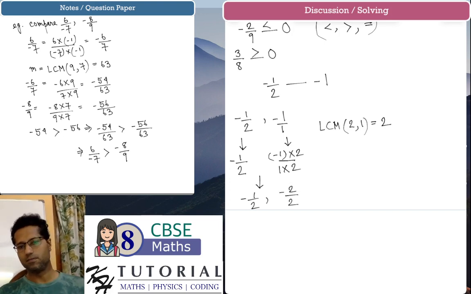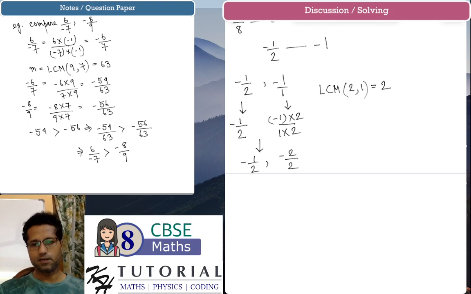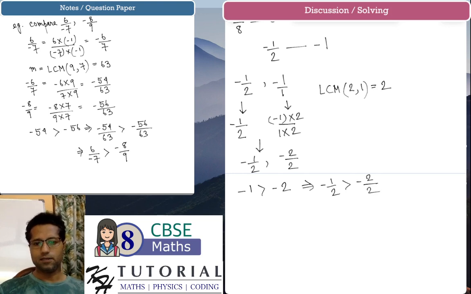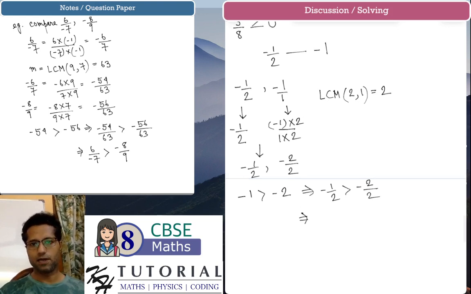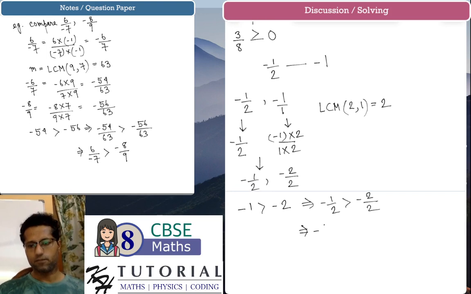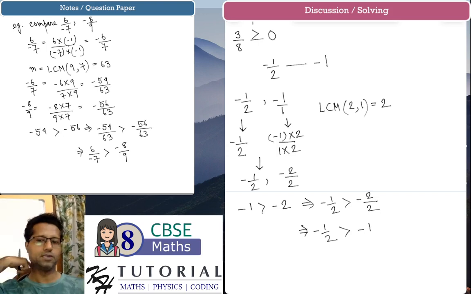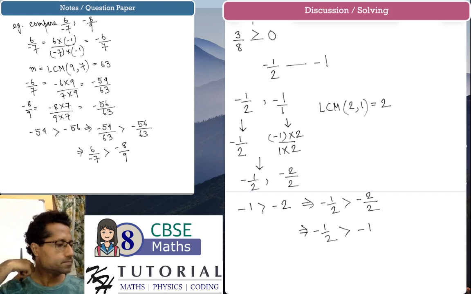Now these two rational numbers have the same denominator 2. Now I will compare the numerators. I can clearly see that minus 1 is greater than minus 2. This implies that minus 1/2 is greater than minus 2 by 2. The original rational number was minus 1/2 only, and the original rational number of minus 2 by 2 was minus 1. So minus 1/2 is greater than minus 1.